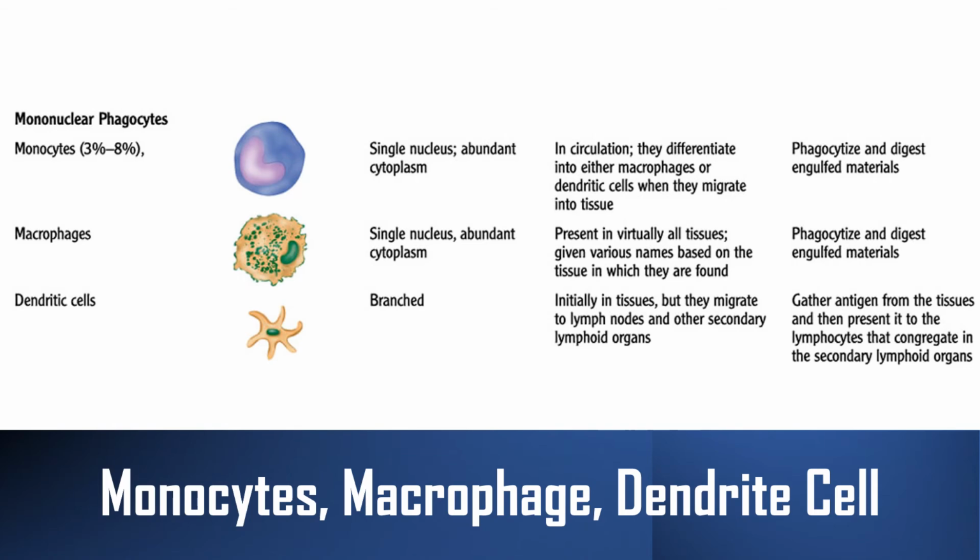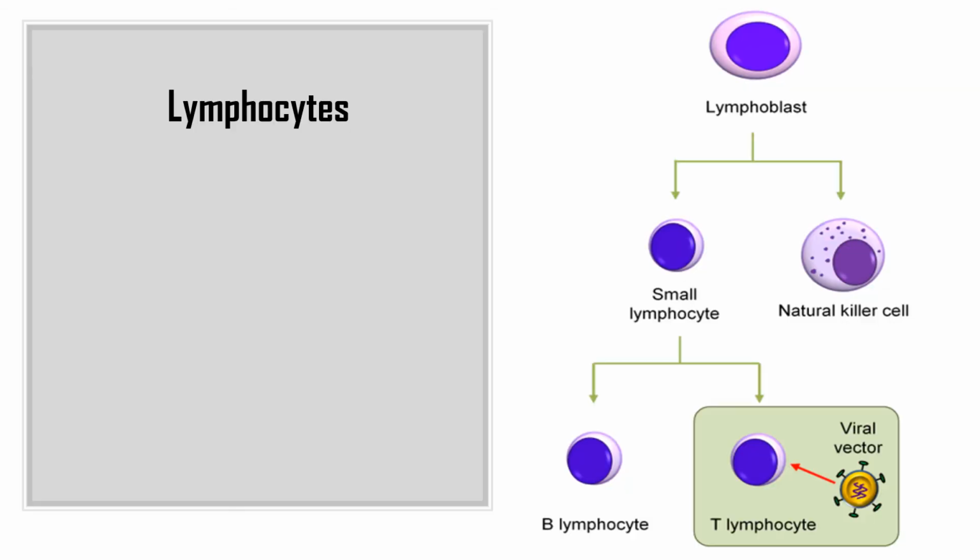Then we have dendritic cells. They are branched, initially in tissues, but they migrate to lymph nodes and other secondary lymphoid organs. They gather antigens from tissues and then present them to lymphocytes that congregate in the secondary lymphoid organs. This brings us to the lymphocyte.